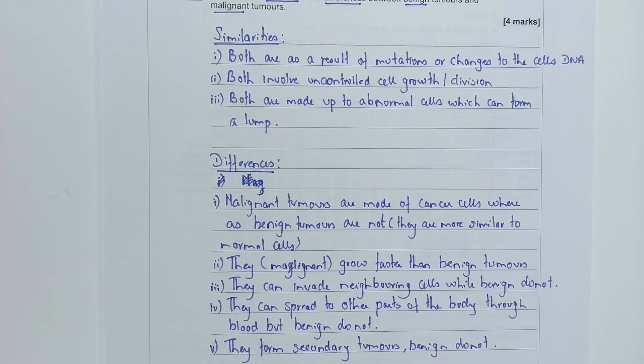Malignant tumors can invade neighboring cells, while benign cells do not. They can also spread to other parts of the body, mainly through the blood, whereas benign tumors do not. They can form secondary tumors, meaning that even if a couple of cells break off from the lump and move through the blood and settle somewhere else in the body, they can actually start growing there as a cancerous lump again. Whereas benign cells do not. So let's move on to question 5.2.